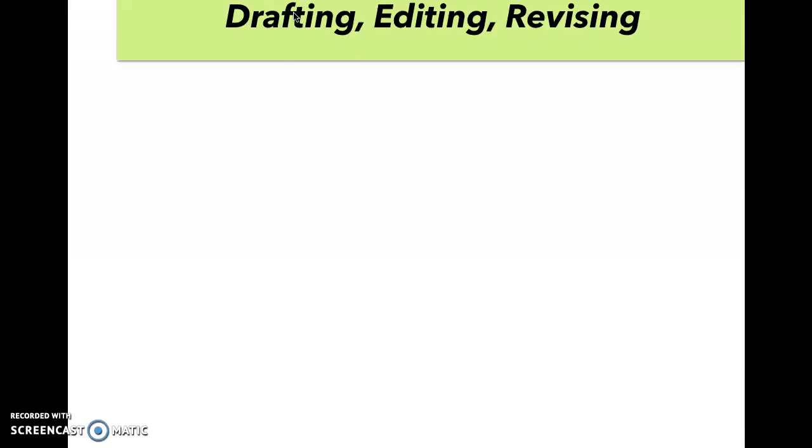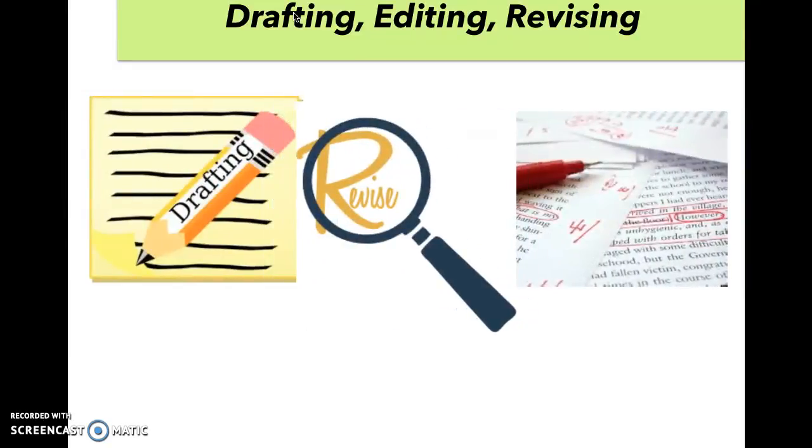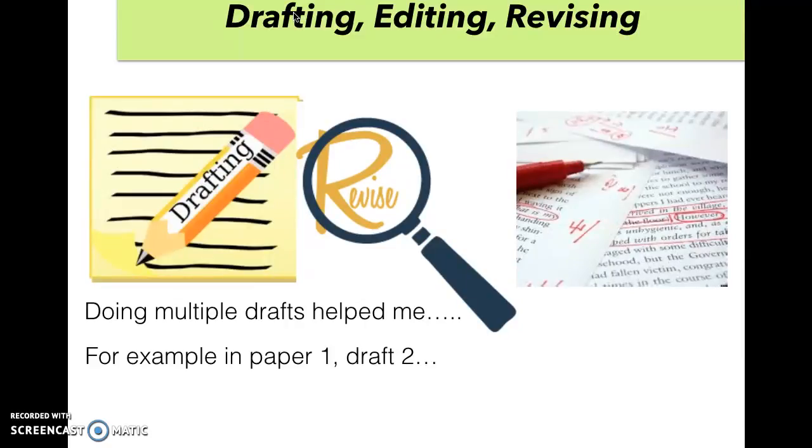Okay, then we can move on to the role of drafting, editing, revising. We've done a lot of this in our papers, and you're just going to make a comment. Okay, so did it help you? Give an example of how your drafting technique changed, if it did, and why.